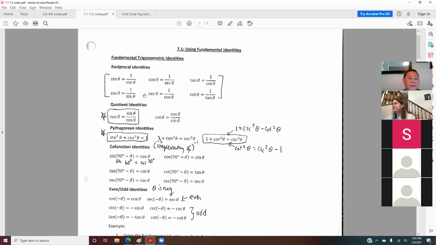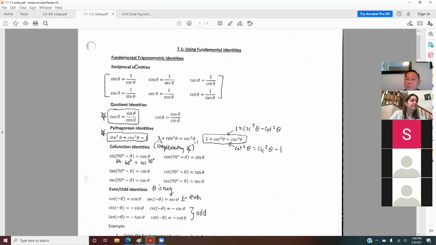First thing you have here is a bunch of identities. These identities, you have to memorize them. Some of them you already know. Some of them you do not know. You have to memorize this.